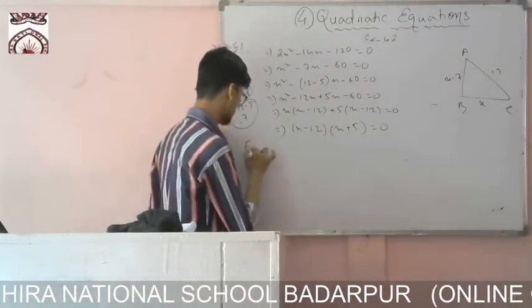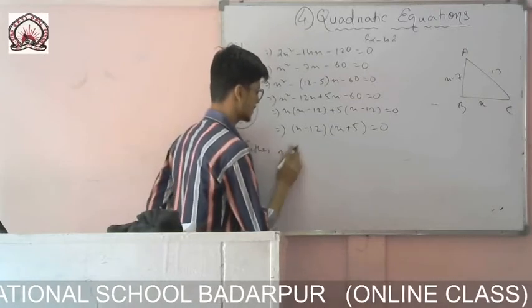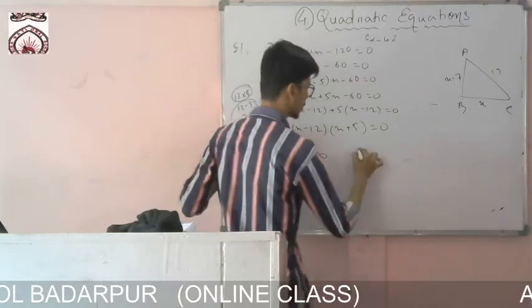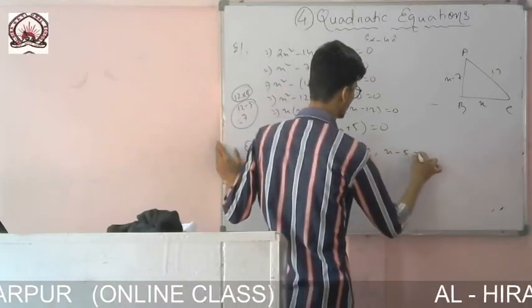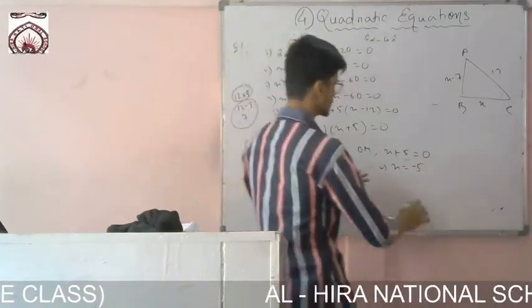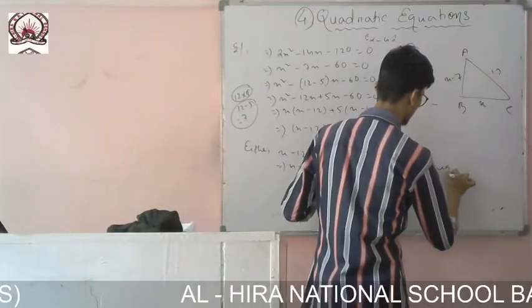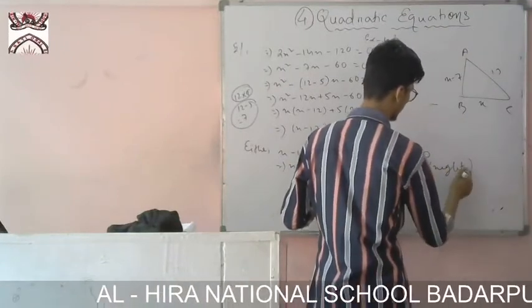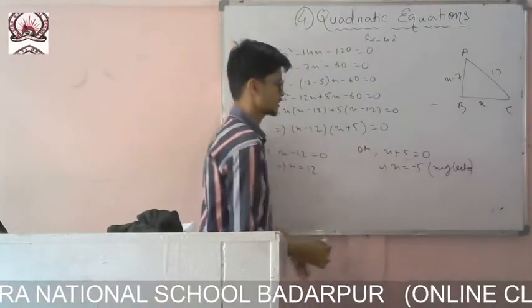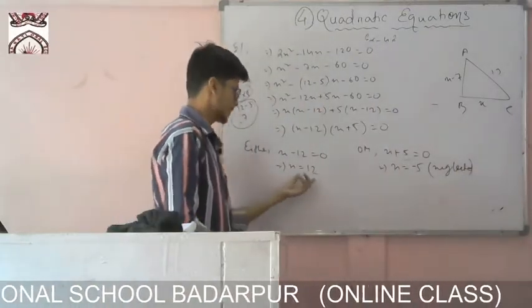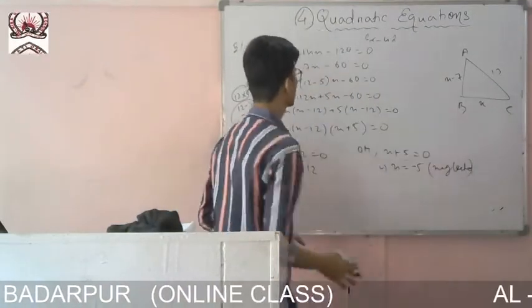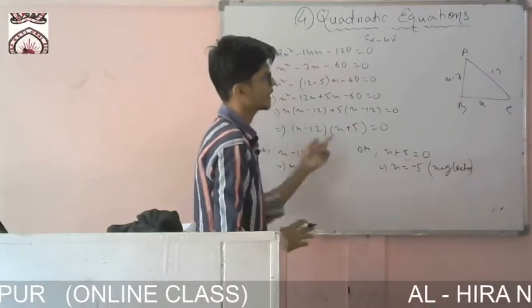So that means either x minus 12 will be equals to 0, that is x will be equals to 12, or x plus 5 is equals to 0, that is x equals to minus 5. So since we are talking about length, so length cannot be minus, so we will neglect it. So this one is neglected. So that means the value is coming 12. So if this one is 12, then this one will be 12 minus 7. It is 5, and that side it is 13.